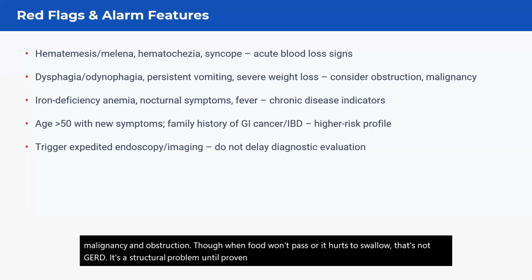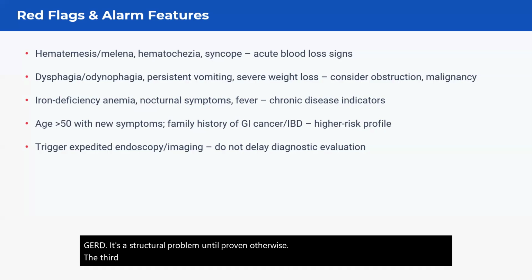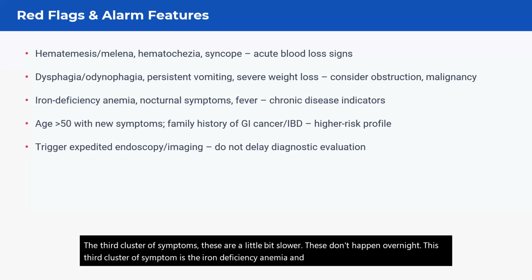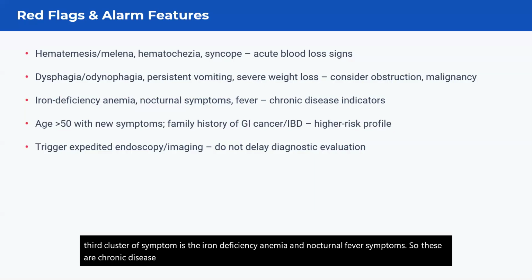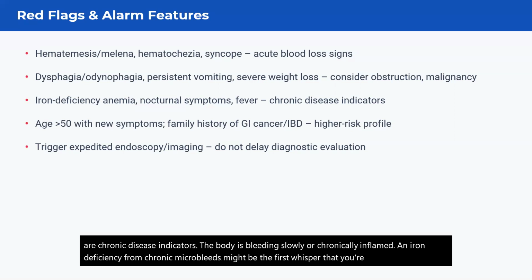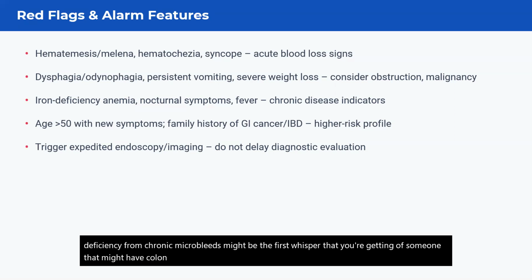The third cluster of symptoms, these are a little bit slower. These don't happen overnight. This third cluster of symptoms is the iron deficiency anemia and nocturnal fever symptoms. So these are chronic disease indicators. The body is bleeding slowly or chronically inflamed. An iron deficiency from chronic micro bleeds might be the first whisper that you're getting of someone that might have colon cancer. Another thing to pay attention to is fever and nocturnal symptoms.